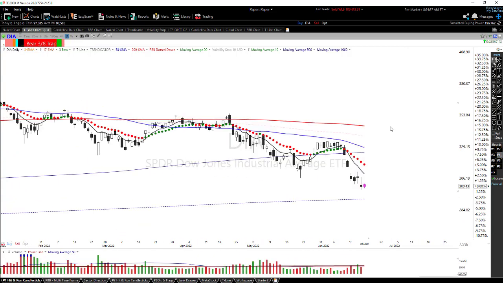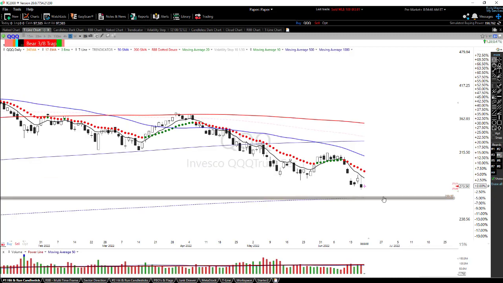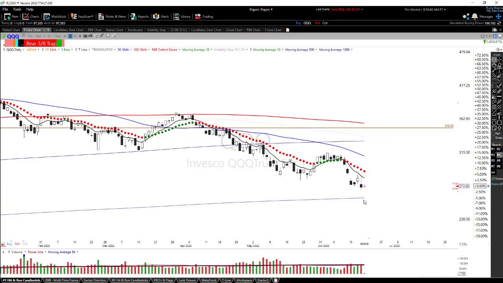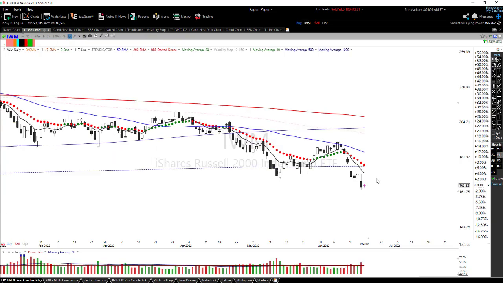Let's take a quick look at the diamonds. Diamonds, once again, I still think the 500 is likely to be tagged. Qs right here, 1,000 period moving average. I'm still expecting it to be tagged. IWM has already done it. Here's the 1,000 period moving average right there, and we have fallen below that. In fact, we fell below it over here. We rallied up for a test, got a little bullish, nailed the 50 period moving average and back down, and then right below that 1,000 again.